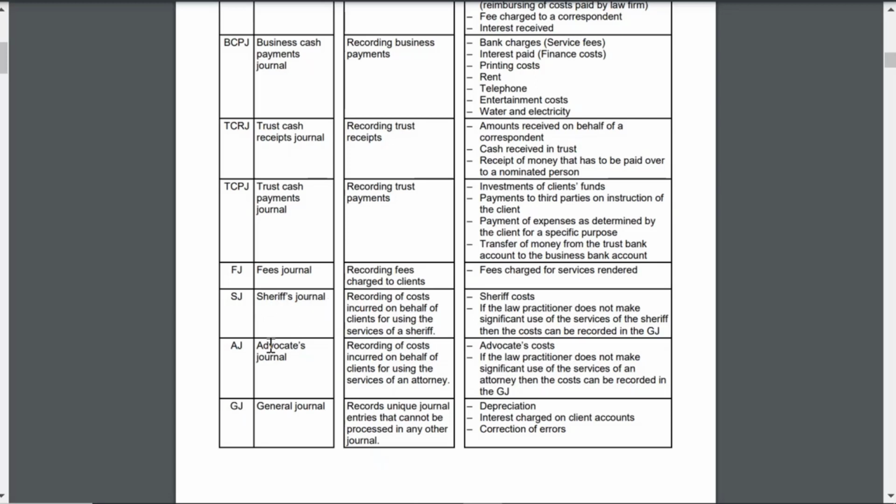So guys, be aware that the Sheriff's Journal and the Advocates Journal, those ones we'll be doing when we're looking at correspondence. The last Learning Unit of FAC 1503 is correspondence. And when we do correspondence, you'll learn more about the Sheriff's Journal and the Advocates Journal. So these two we'll be doing in the last Learning Unit, which is correspondence.